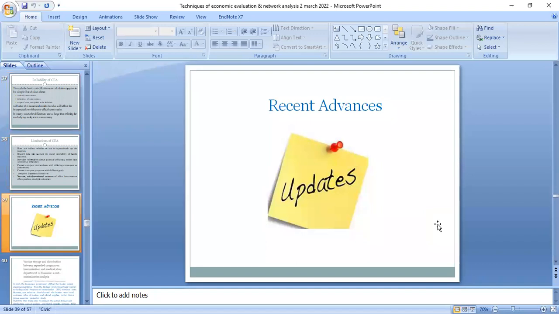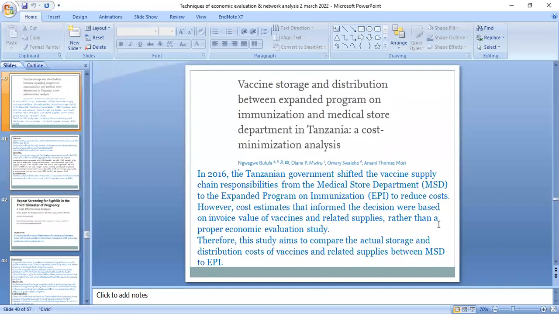Now coming towards the recent advances. First article is vaccine storage and distribution between the Expanded Program on Immunization and Medical Store Department in Tanzania, a cost minimization analysis. In 2016, the Tanzanian government shifted the vaccine supply chain responsibility from the Medical Store Department to the EPI to reduce costs. However, cost estimates that informed the decision were based on the invoice value of vaccines and related supplies rather than a proper economic evaluation study.